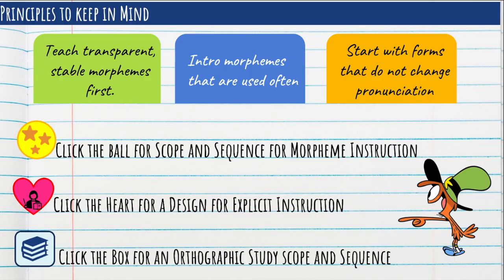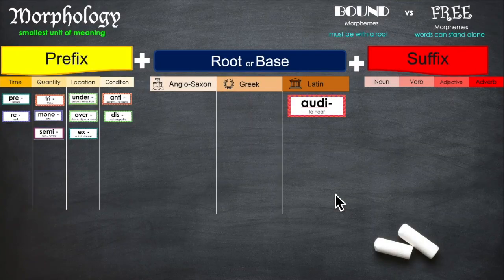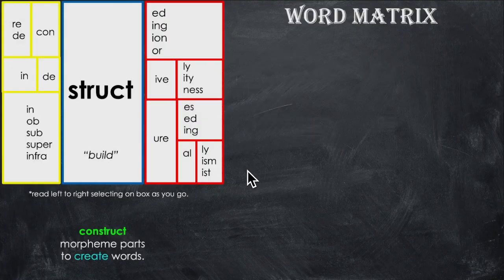Okay? So a couple of supports you could have is something called a morphology wall. This is different than a sound wall. It's just a way to help when you're working with prefixes and roots, bases, and suffixes, that you can have a reference sheet for students to pull word parts from and build words from. If you're interested, we'll talk a little bit more in detail about that in our sessions.